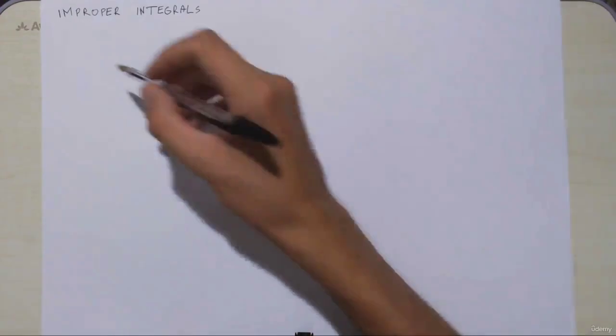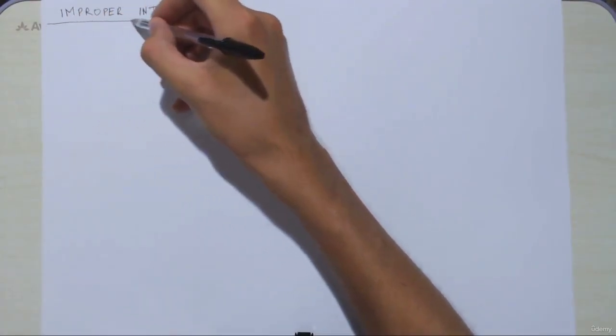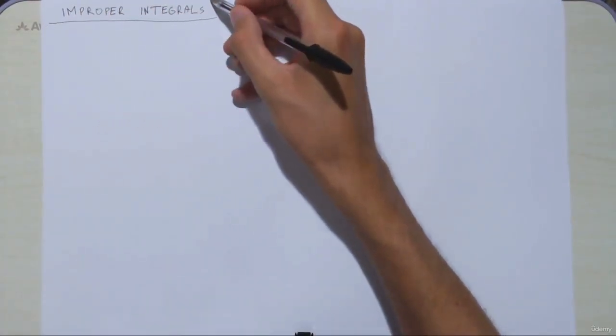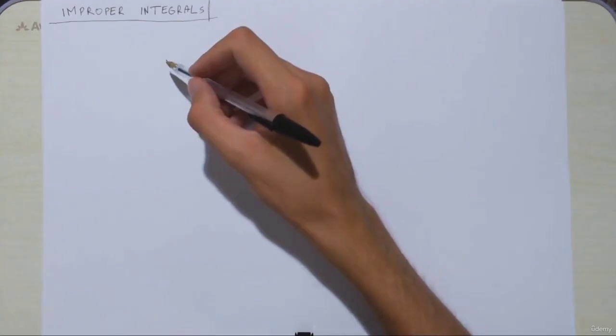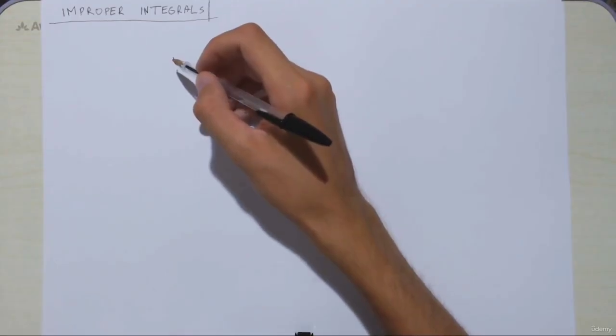Welcome back. So let's continue with our improper integrals. In this video we're going to talk about improper integrals, and an improper integral is when one or both boundaries approach infinity. So what do I mean by that?